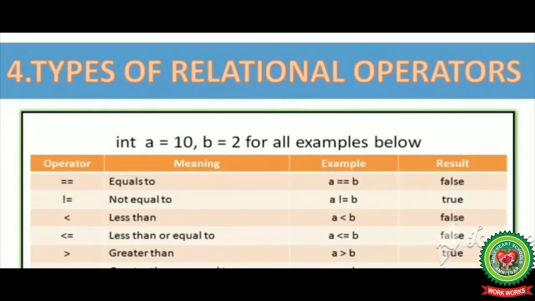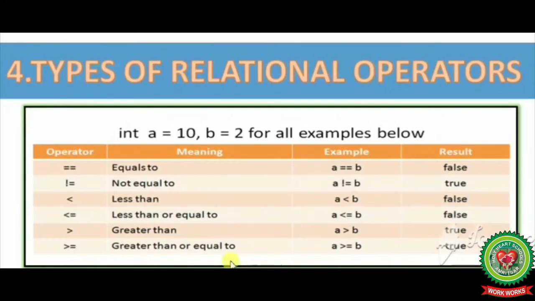See the students' example. int a is equal to 10, b is equal to 2. Now we will discuss all the relational operators with their examples. Number 1, relational operator is equal to. Now you can see a is equal to b? No. So we will get the answer false.